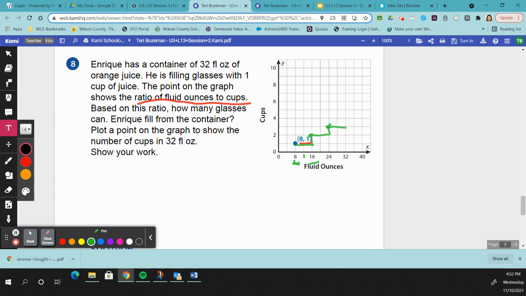Over 8, up 1. I have now reached 32 on my x-axis, so I need to look and see where I'm at on my y. I'm at 4. So he can fill up 4 cups.